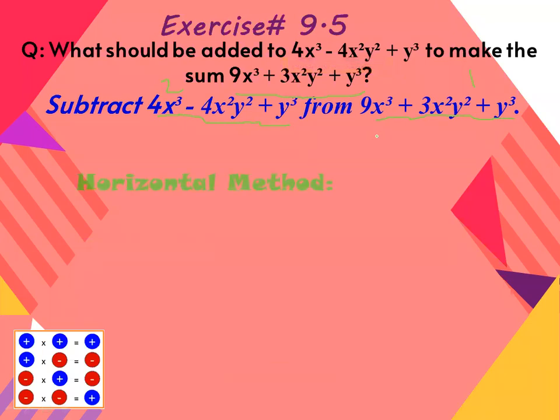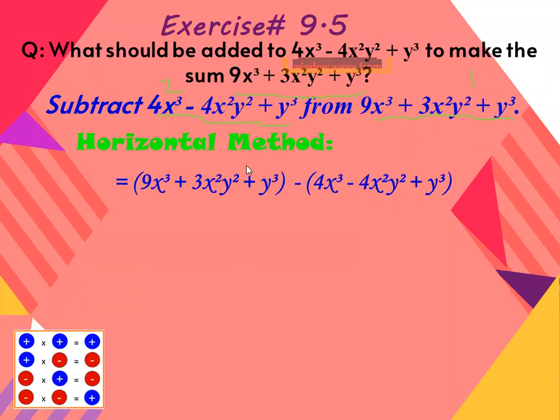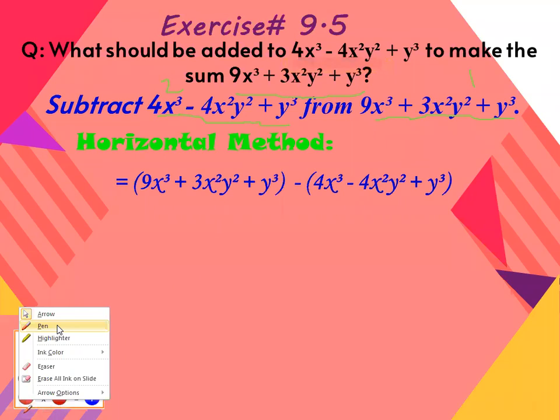So first we are going to apply the horizontal method. In the horizontal method, we are going to write down both the expressions inside the brackets, and then we will separate them with the sign of minus. After that, you will open your brackets. So in the first step, you will write it down in this way. First, you will write down your first expression and then your second expression. From means you have to subtract this expression from this one. So you are going to write it down in first one, this one.